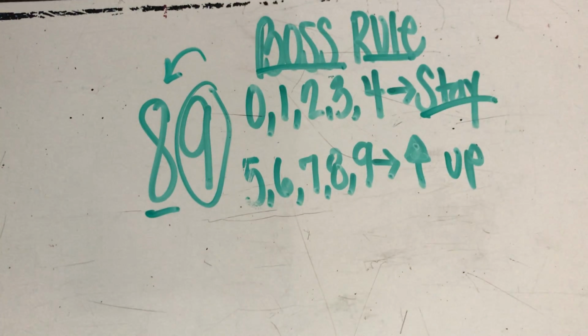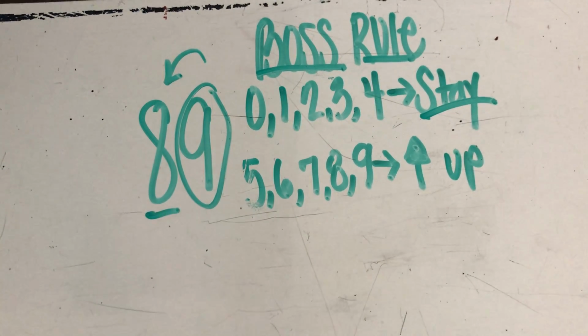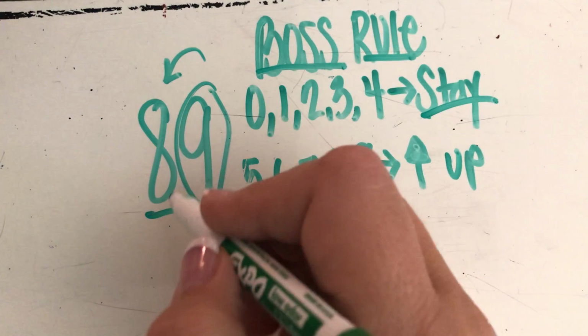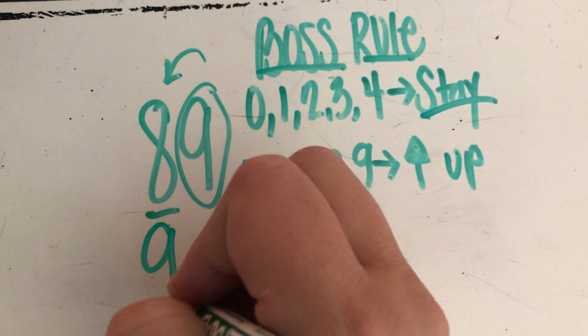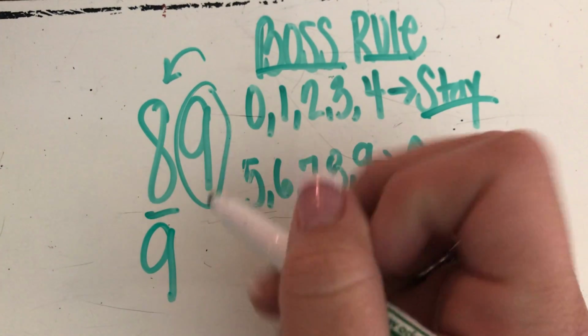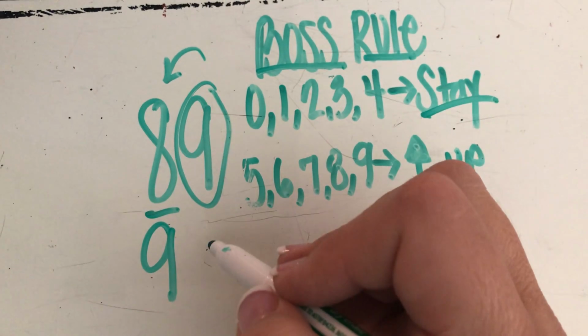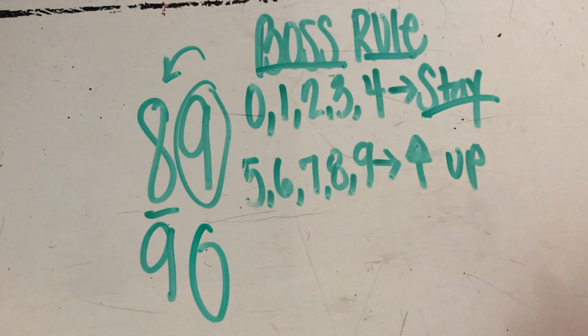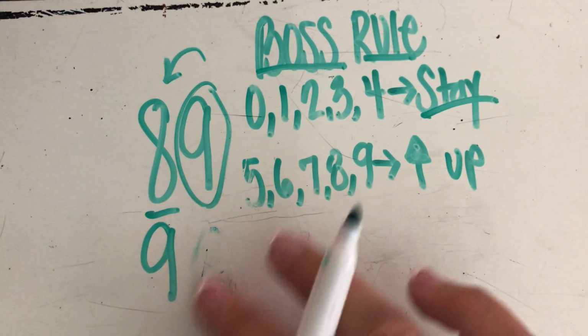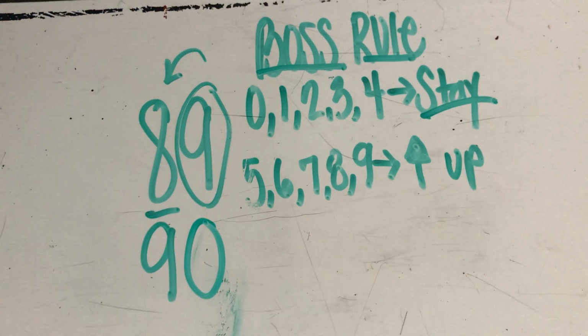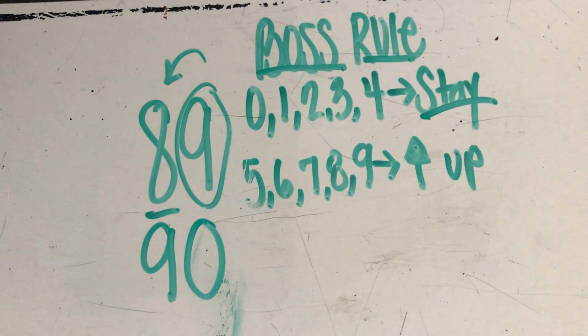Look at your boss's rule. Our boss is a 9. So it's going to tell that 8 to stay the same or go up? Go up. Perfect. That 8 becomes a 9. And that 9 becomes a hero and turns to 0. Oops, that's a horrible 0. Okay, so 90. Good job.